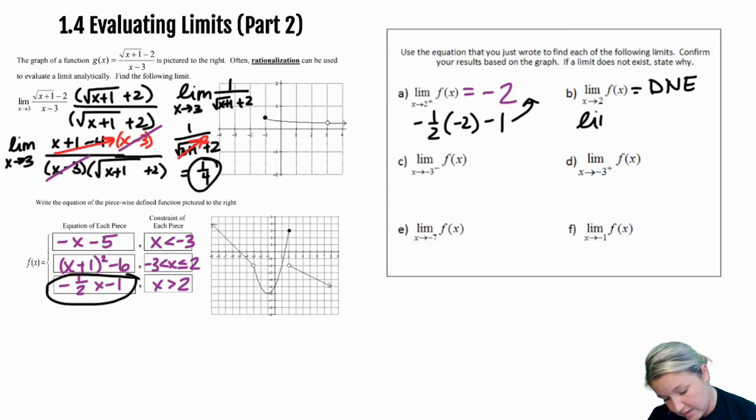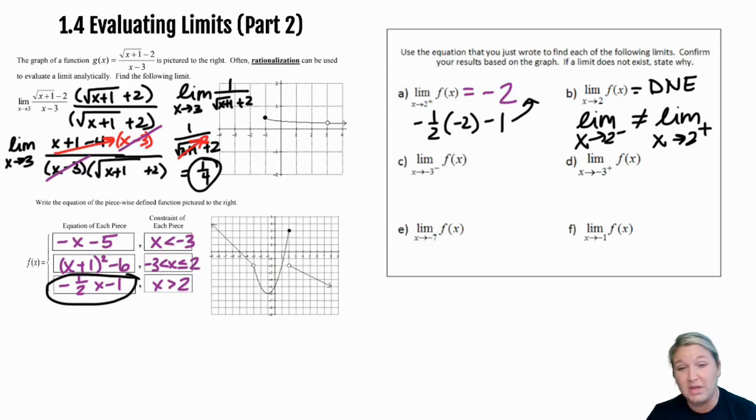So the limit as x approaches 2 from the left is not equal to the limit as x approaches 2 from the right. So you want to get really comfortable with writing out why. Why does this happen? Because on your free response, you're going to have to communicate where you get each piece. All right, so the limit as x approaches -3 from the left, I'm going to use this middle parabola equation.